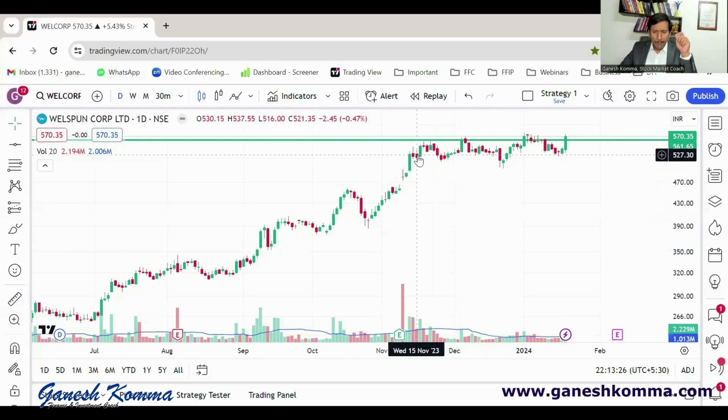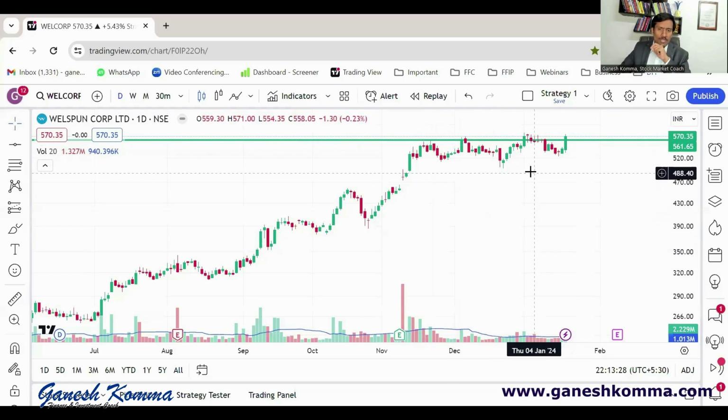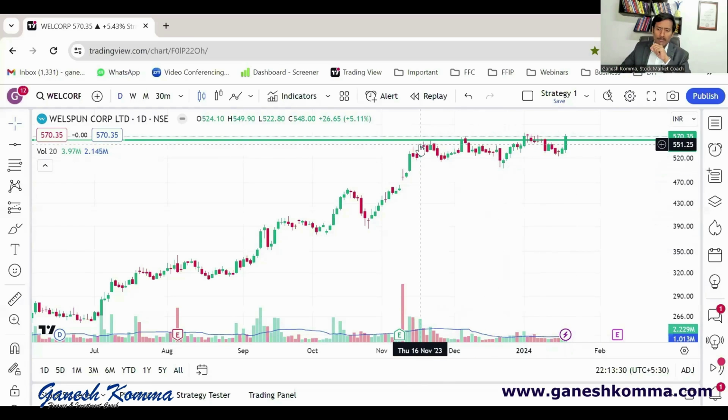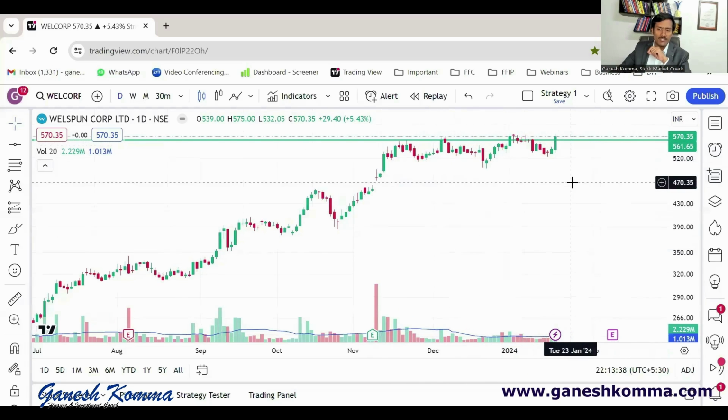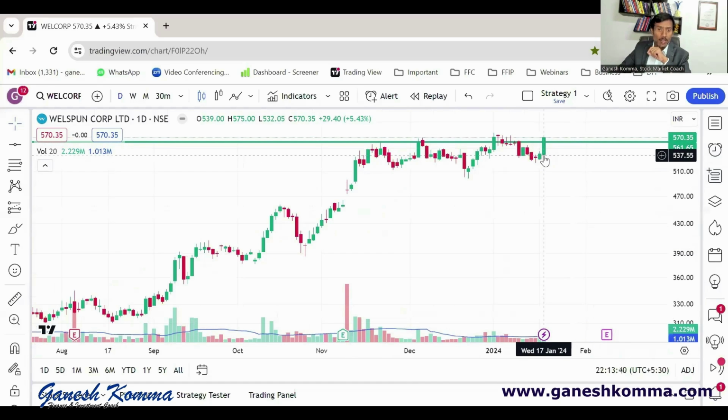And yes, a perfect base formation almost from November levels at 570, or even I would say 560. 560 is a strong resistance. And today, even though the market was not very strong, a good formation.